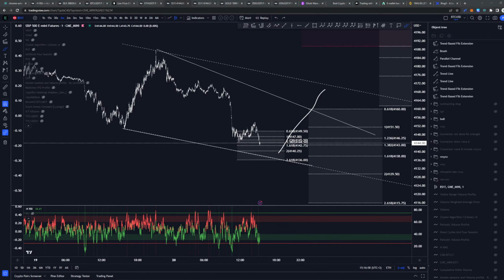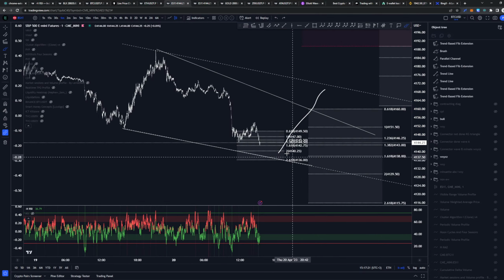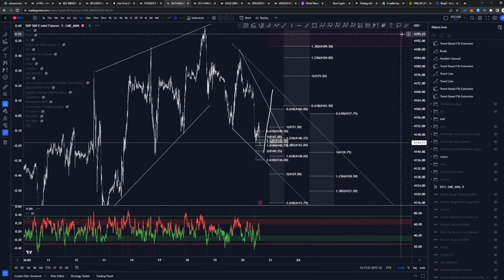41, 41, 43. So let's take a look. Let me check out my chart here. Could be one more low, so I'll just give it a bit of room here. And then I would be expecting some kind of move up. But yeah, that's S&P 500.